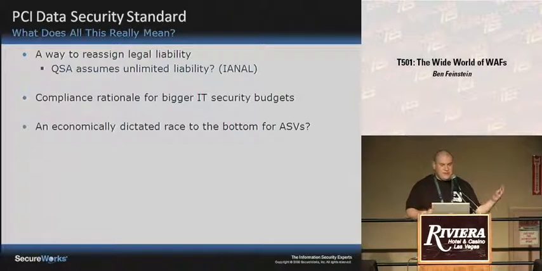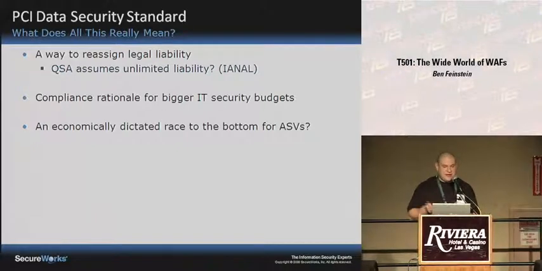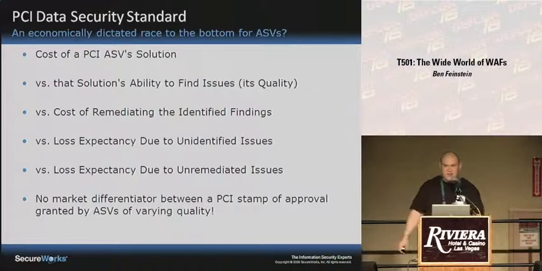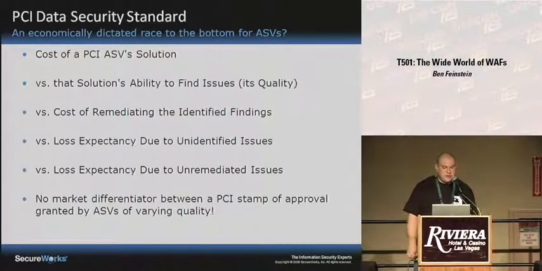Also, this is really a rationale for bigger IT security budgets. It's somewhat dictating how you're going to have to spend the money, but it is a rationale for bigger IT security budgets. Another interesting way to look at it is, could this really be creating a race to the bottom for application approved scanning vendors? I'll get into that in the next slide. So what do I mean by a race to the bottom? Let's look at this from an economic perspective.